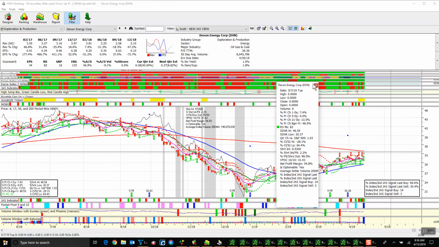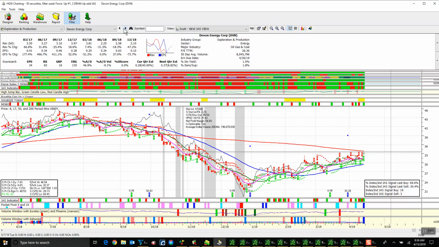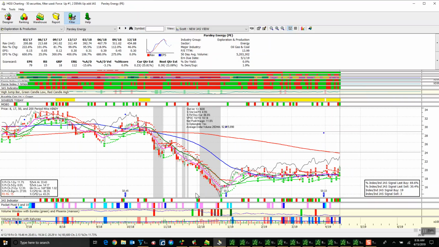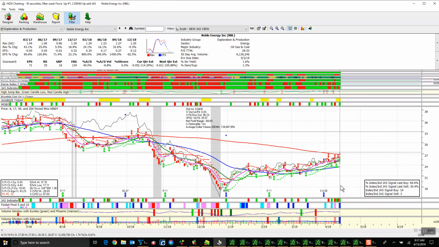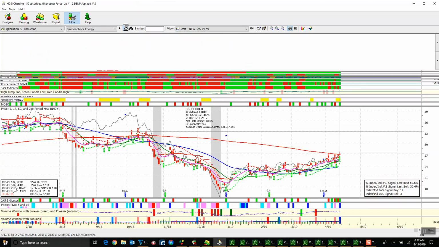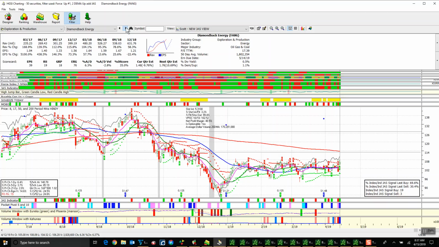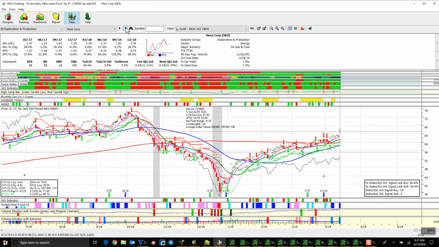But Devon, you'll see, is on my buy watch list, as is Parsley, big base. New buy signal came in, starting to move up out of a squeeze. Noble, like Devon, this one's sitting right on the 200. Diamondback looks a lot more like Parsley, still basing. Hess, perhaps the best of the bunch in that it's not gapped up so much away from you. It had a pocket pivot kahuna. It had a buy signal come in here as it broke above the 8-day exponential. Everything is green. I am playing a couple of different oil patch stocks.